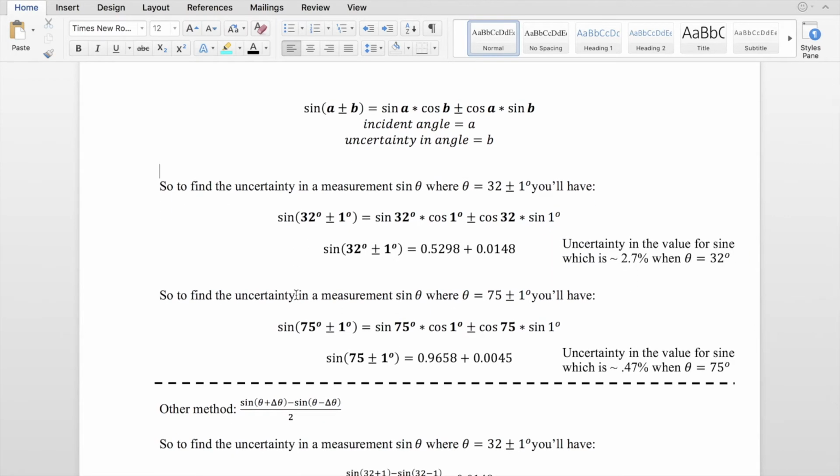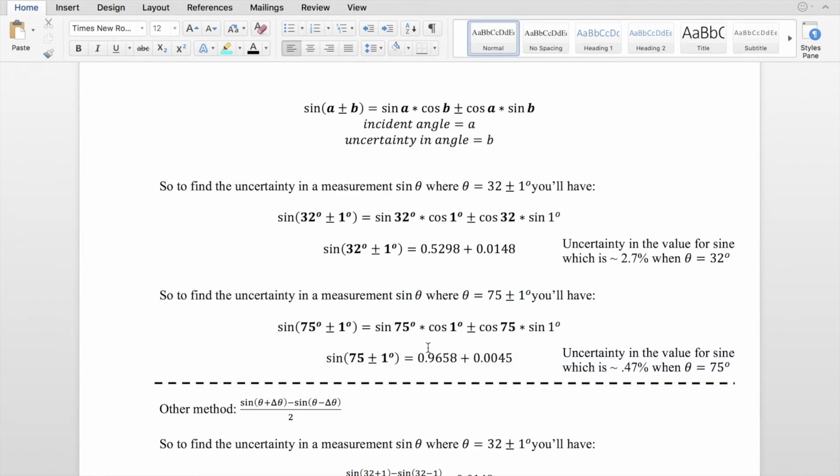If we go to a bigger angle, 75 degrees, sine is pretty close to 1 there. And so when you do this same calculation, you plug in sine 75, cos 75, put that all the way through. So sine of 75 plus or minus 1 degree gets you 0.9658 plus or minus this very small uncertainty. And so the uncertainty is about 0.5% at 75 degrees, which makes sense because as you get to larger and larger angles, less than 90 degrees, sine gets closer and closer to 1, which means that 1 degree uncertainty is less important.